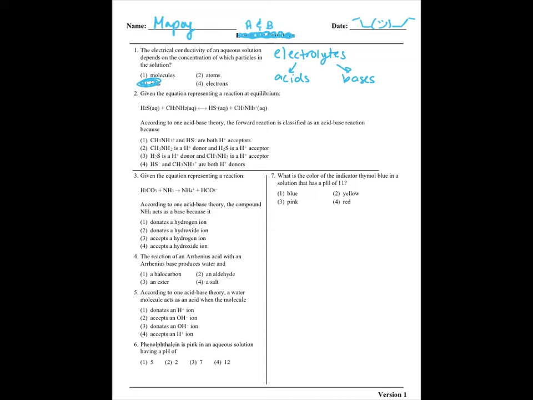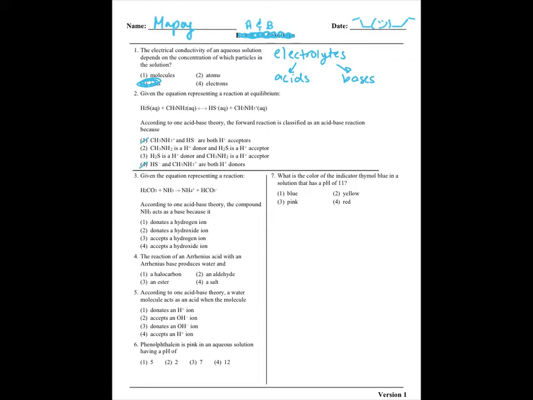Okay. So number 2. Given the equation representing a reaction at equilibrium, according to one acid-base theory. So when they would explicitly say Arrhenius, they're telling you Bronsted-Lowry. So we gotta think acid-base conjugate pairs. Okay? So in this case, we're talking about the forward reaction. We gotta think about proton donors and acceptors. So here, we're always gonna have one acid and one base. So one of them is the proton donor and one of them is the proton acceptor. So we can't have both of these be the same thing.